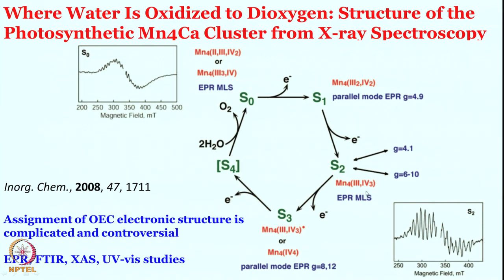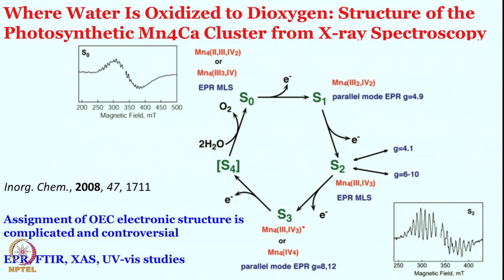So, 3 of the manganese are in plus 4 oxidation state, 1 of the manganese is in plus 3 oxidation state. Once again this will give rise to the multiline EPR spectrum with 2 different g values, one for manganese 3 plus and another for manganese 4 plus. These are quite significant for understanding what we have from S2 to S3. Then it is further oxidation, which means we have either an all manganese 4 plus oxidation state, or a radical intermediate where 1 manganese is 3 plus and 3 of the manganese are in plus 4 state, as well as a radical formation. So, these are the EPR spectra studies. Now, the assignment of the oxygen evolving complex electronic structure is complicated and controversial.